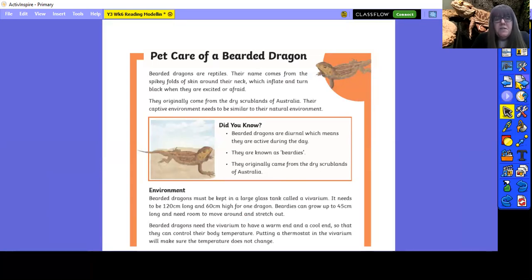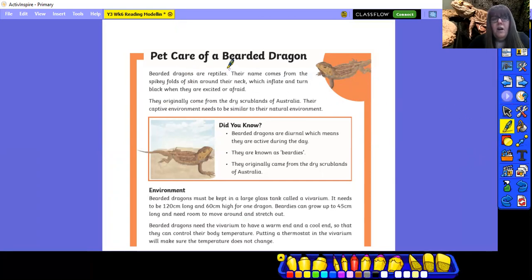So let's have a look at the first paragraph. Bearded dragons are reptiles. Their name comes from the spiky folds of skin around their neck, which inflate and turn black when they are excited or afraid. Okay, so as I'm looking at this, my first thoughts then are, well, okay, reptiles, I know they're types of animals. I know a little bit about reptiles. Okay, and I now get to know about the fact that they can be excited or afraid.